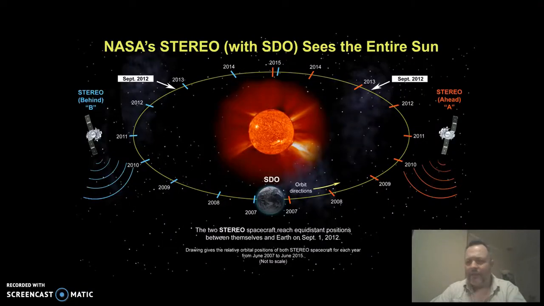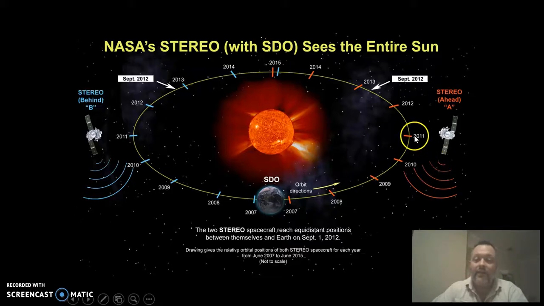The SDO, which is an amazing spacecraft, has all kinds of different filters. It's located at the Lagrange point between the Earth and the Sun. I think that's the L1 point. So it rides along always between us and the Sun, so we can watch the Sun 24/7, if you will.